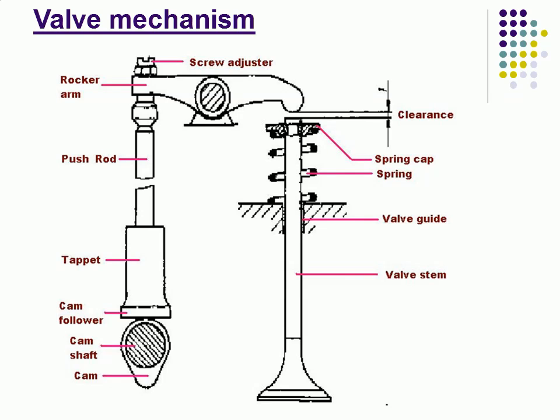Here you can see when the cam rotates due to the rotation of the camshaft, it pushes the tappet, which in turn pushes the push rod, and that in turn operates the rocker arm. The rocker arm pushes the stem of the valve downwards to open it.